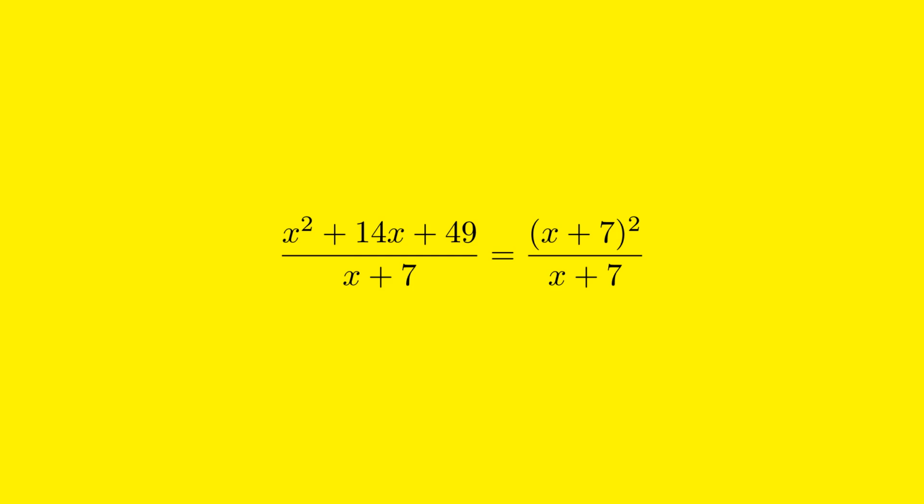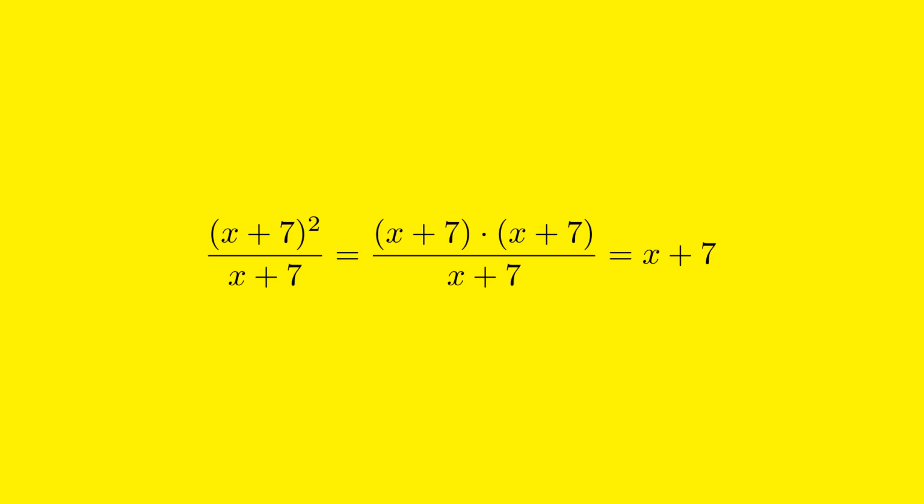A perfect square trinomial is an expression of the form a squared plus 2ab plus b squared, which can be factored as a plus b squared. Here, a is x and b is 7, because 7 multiplied by 7 equals 49, and 2 times x times 7 equals 14x. Thus, x squared plus 14x plus 49 can be rewritten as x plus 7 squared. So, in this step, we have altered the expression by factoring the numerator and rewriting the rational expression as x plus 7 squared over x plus 7.